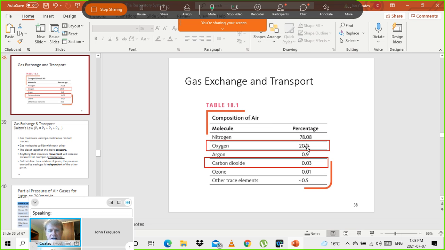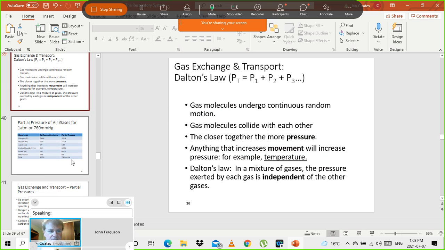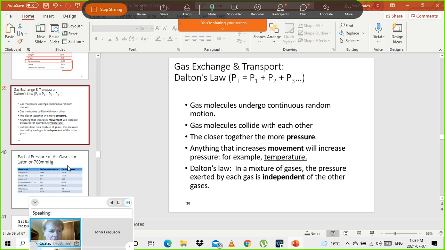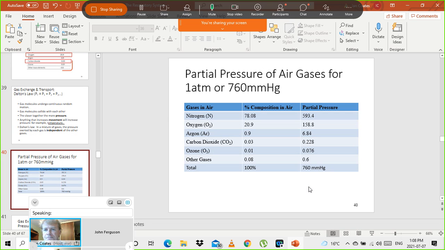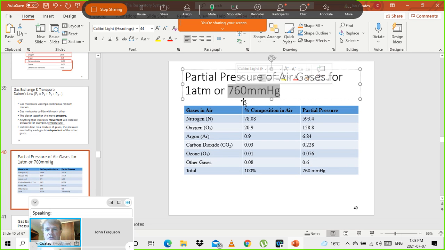The pressure inside of a balloon, 21% of it is from oxygen. And how do we know this? Just from their concentrations. The concentration of a gas is directly related to the amount of pressure it gives. We'll get more into this further on. Have a look at this one right here. Normal air pressure, 760 millimeters of mercury, or one atmosphere, or 1.3.